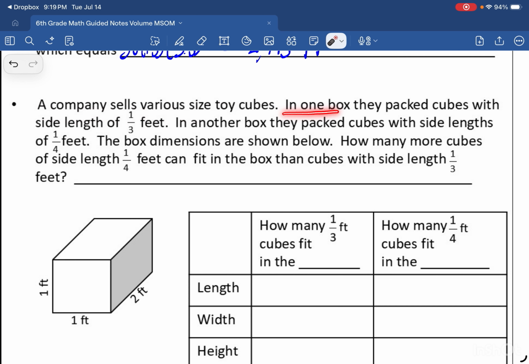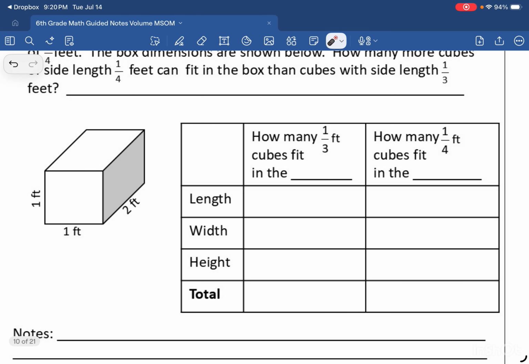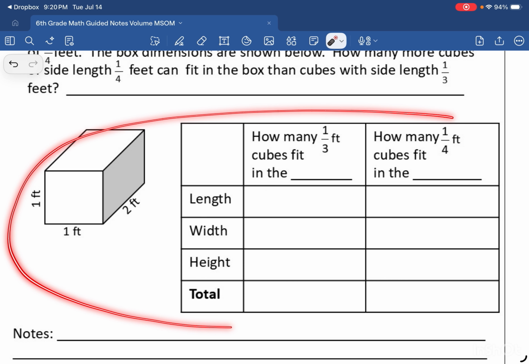A company sells various size toy cubes. In one box, they packed cubes with side lengths of 1/3 feet. In another box, they packed cubes with side lengths of 1/4 feet. The box dimensions are shown below. How many more cubes of side length 1/4 feet can fit in the box than cubes with side length 1/3 feet? And it gives us this table down here to kind of help us figure this out.